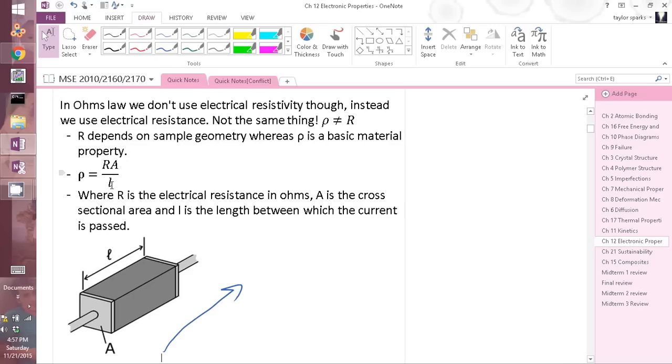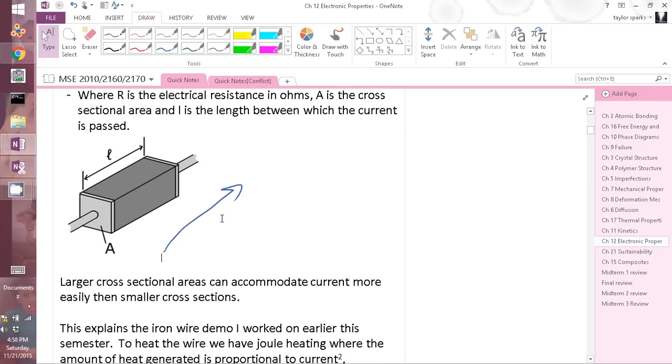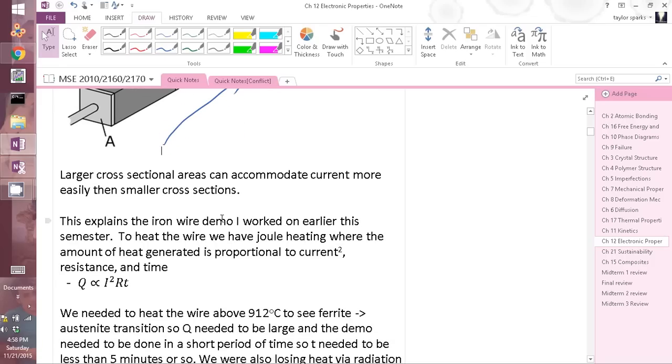Or in other words, if we wanted to make a resistor that has some arbitrary total resistance, all we need to do is use a material where we know the resistivity, and then we can design the cross-sectional area and the length to whatever suits us for our design to have the exact resistance of interest. Right? Now, if you have a larger cross-sectional area, you're going to accommodate more current through that sample, or more easily anyways, than one that has a smaller cross-sectional area.